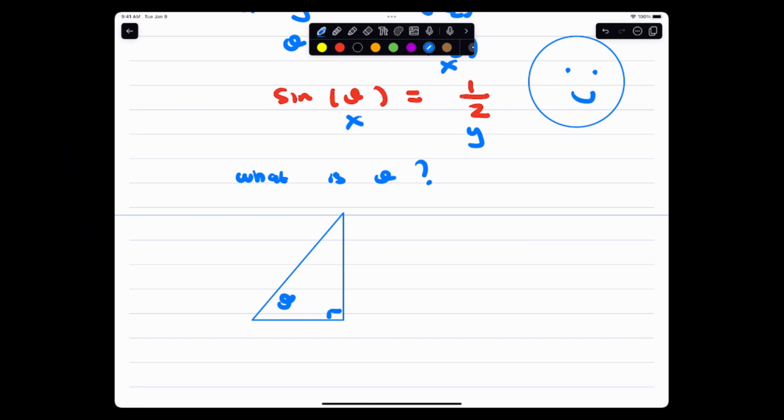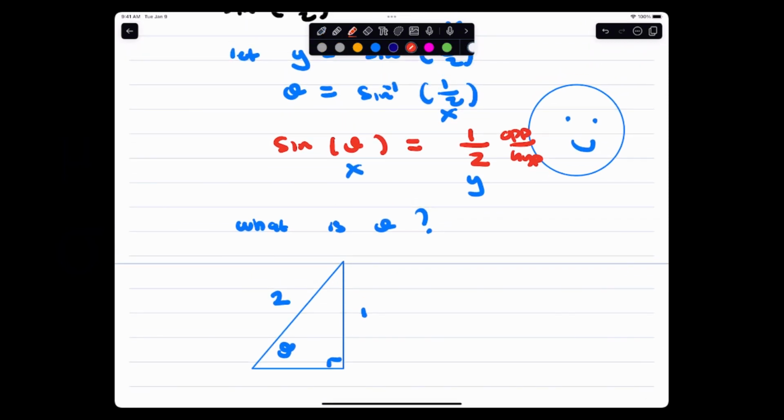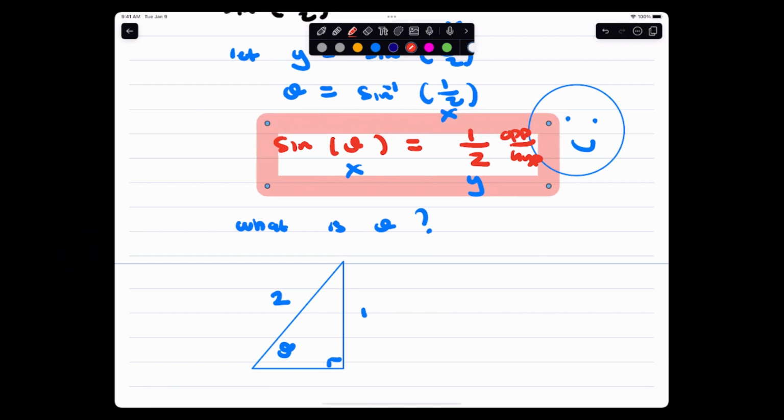How do you guys get theta? What's the definition of sine? That's opposite over what? Is it opposite over adjacent? This is 1 over 2. This is going to be, ladies and gentlemen, opposite over hypotenuse. What is theta? So that is what we're going to have to focus on. And the good news is you guys already know how to do that.